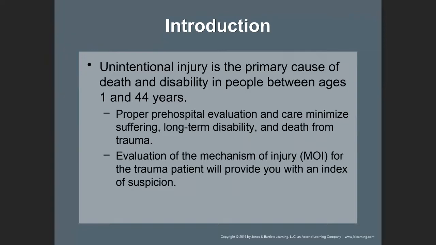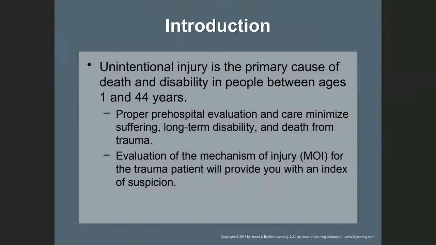Introduction. Unintentional injury is a primary cause of death and disability in people between ages 1 and 44 years. Proper pre-hospital evaluation and care minimize suffering, long-term disability, and death from trauma. So the pre-hospital component is important to a trauma patient. That is critical. If that's absent, the chance of recovery is limited, and these patients will have disability, or it can lead to death.